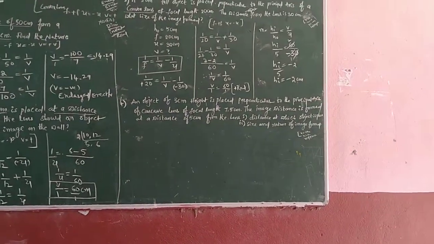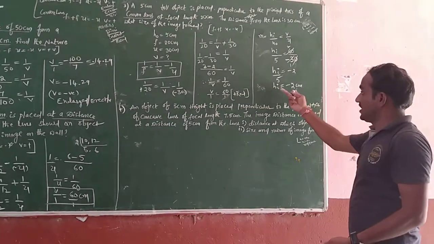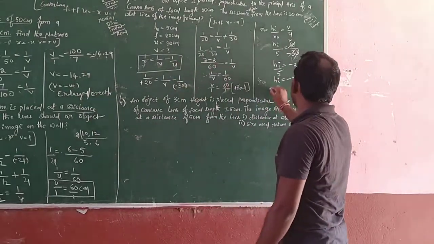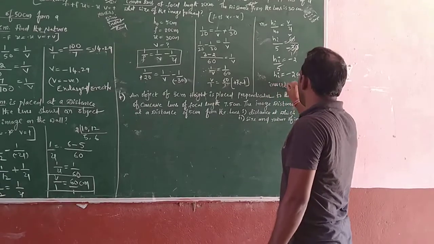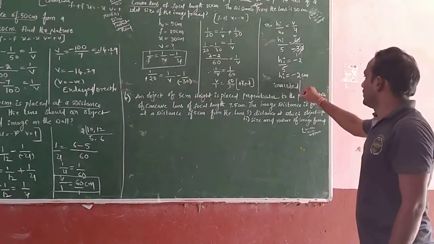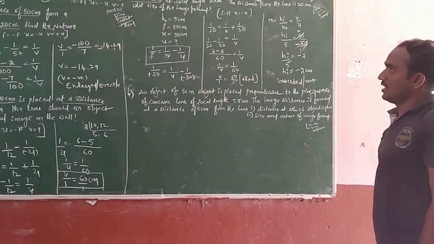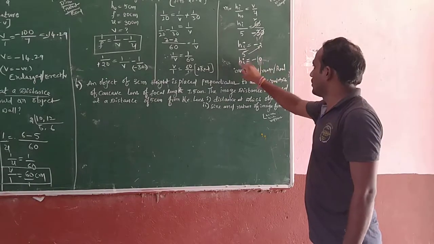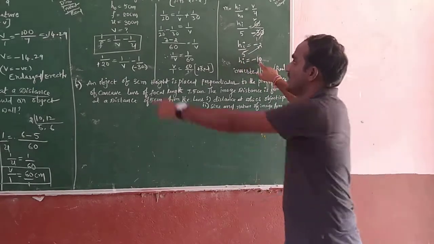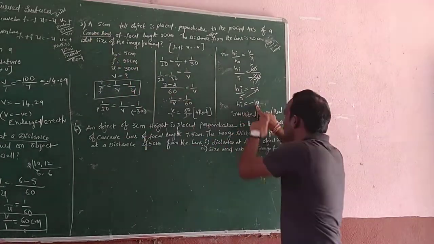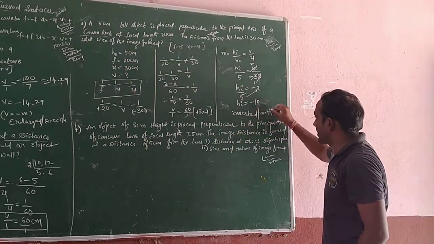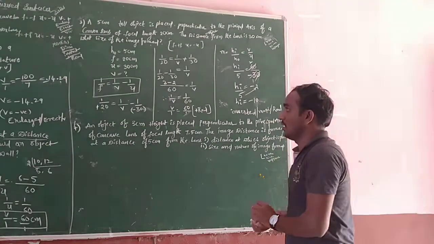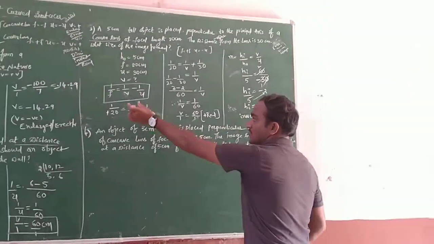According to the sign convention of magnification, the height of the image for this convex lens is inverted and magnified. Here hi is equal to minus 10. The initial object is 5 but the image is 10, so that is magnified, and it is an inverted, real image. That's how we complete this problem. First one, lens formula.